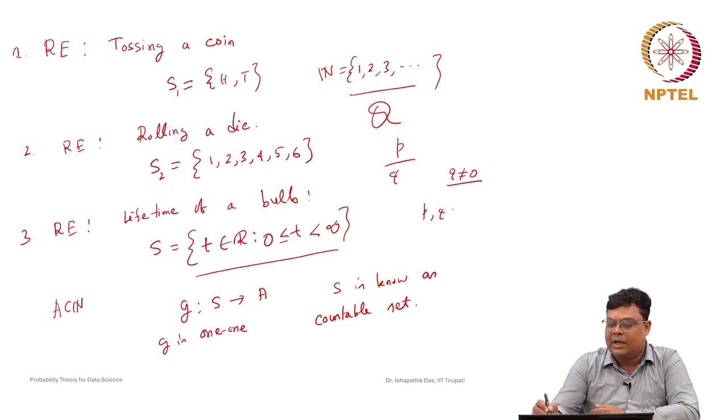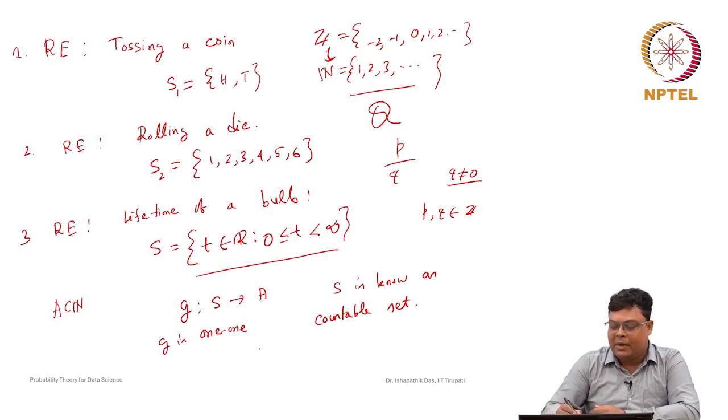where q is not equal to 0, and p and q are integers. Also note that Z, the set of integers, containing 0, 1, 2, minus 1, minus 2, like this, negative and positive numbers including 0, has a one-one correspondence with the natural numbers. Similarly, Q also has a one-one correspondence with the set of natural numbers.